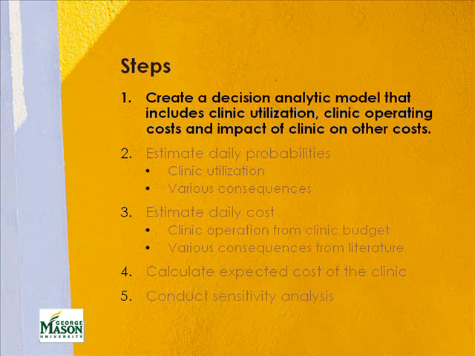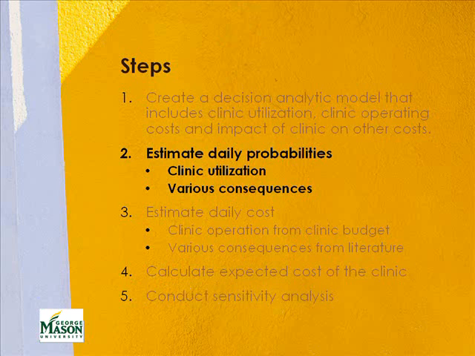We recommend 5 steps for conducting a cost-effectiveness analysis using decision trees. First, create a decision analytical model that includes the clinic utilization, clinic operating cost, and impact of clinic on other costs. Second, estimate the various daily probabilities needed for the decision tree. These include the probability of clinic utilization, keeping in mind that it has to be measured on a daily rate, and the daily rate of various consequences.